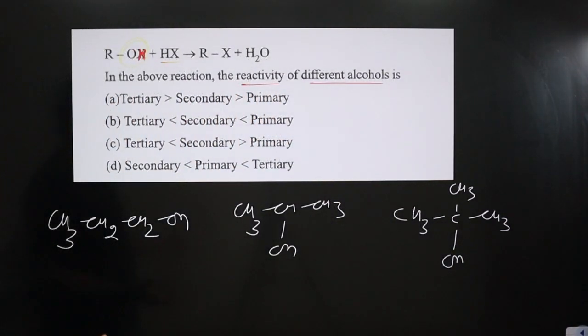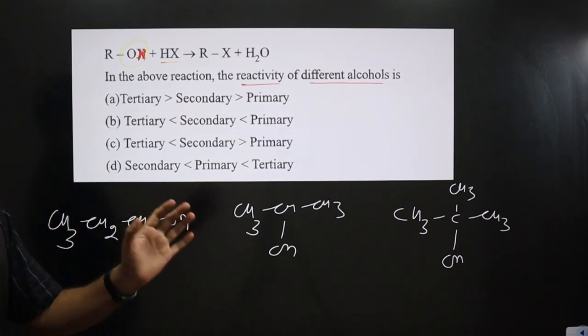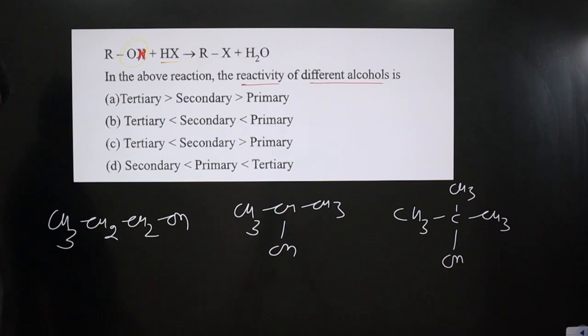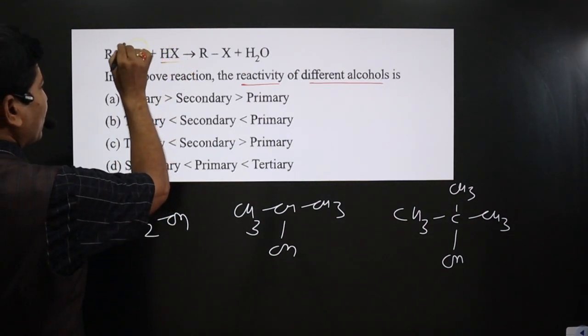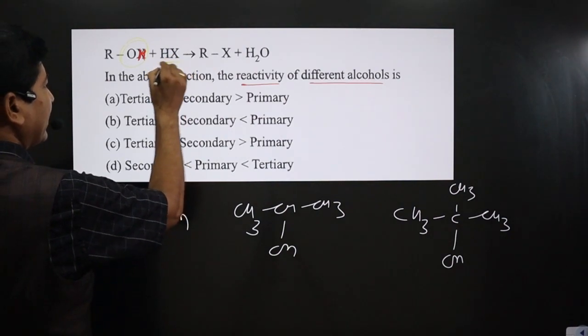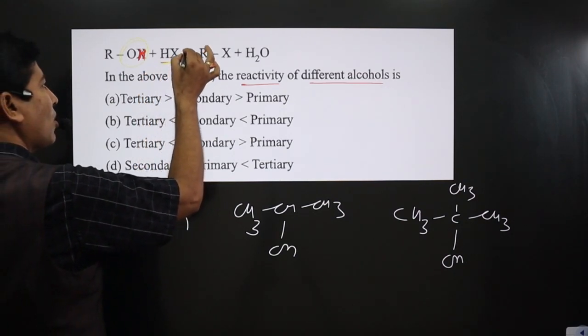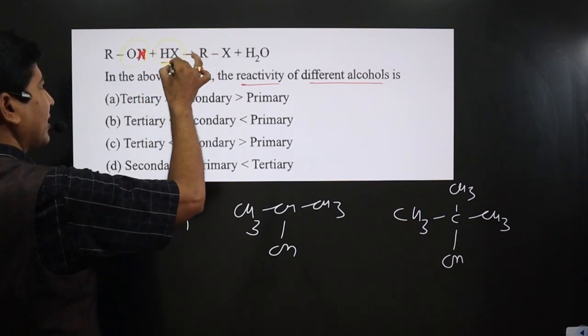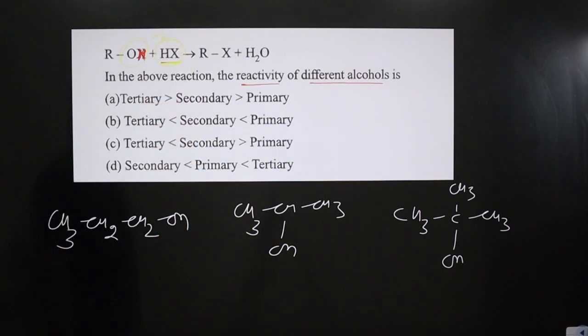Now we talk about removal of OH. The alcohol which removes OH easily will participate in the reaction very fast, because OH and H will come, and this is a hydrogen halide. Hydrogen halides are acidic in nature, let's say HCl, HBr and HI. Hydrogen halide, having strong acidic character, will easily remove what? H plus ion.